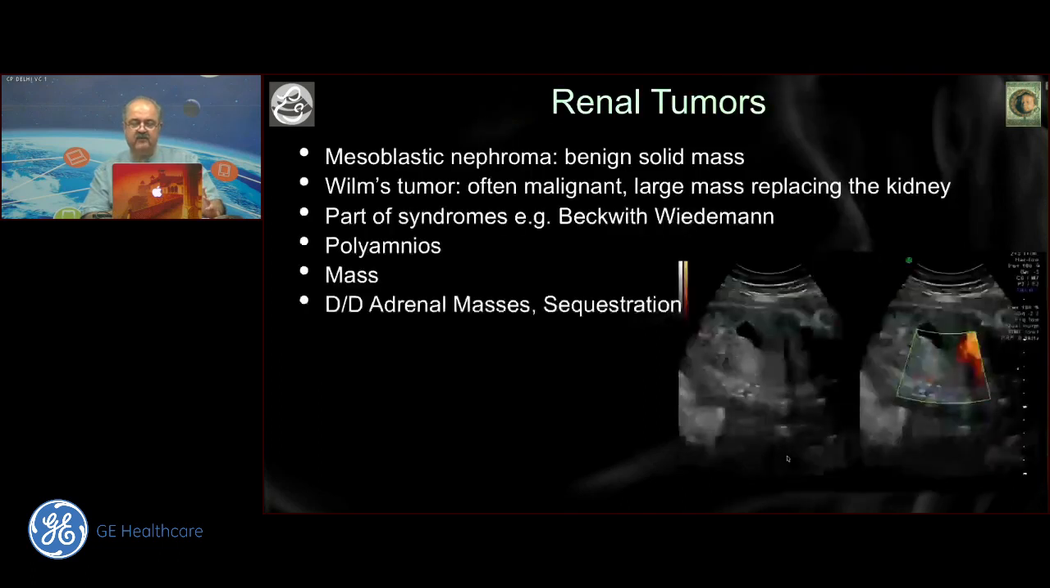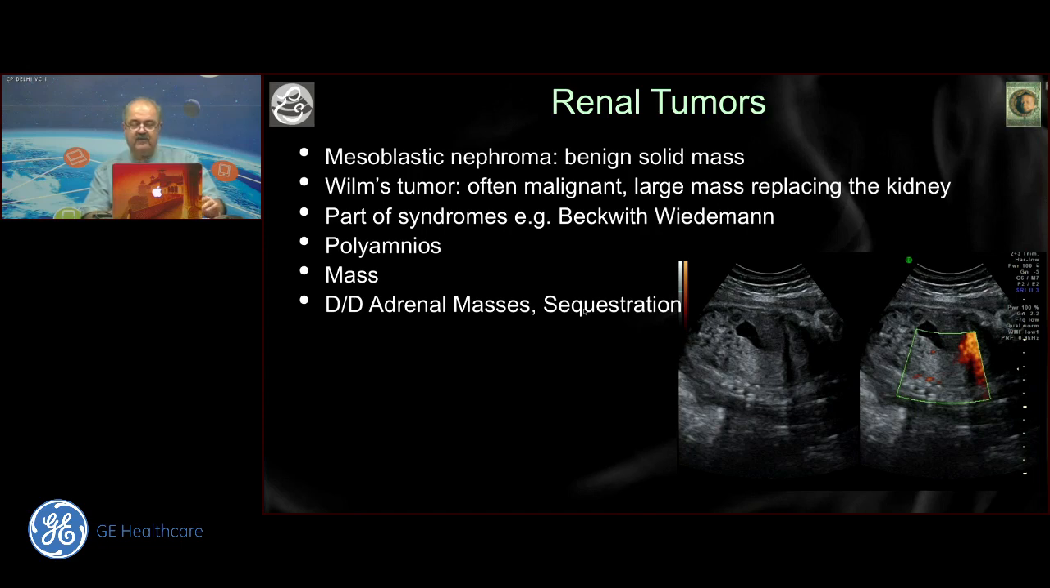The other differential diagnosis in terms of focal lesions would be renal tumors. Most of these are mesoblastic nephromas, benign solid masses, but how do you tell they are benign? Very difficult to tell, so only time can tell that. The Wilms tumor is often malignant. These are large masses replacing the whole kidney, compared to the mesoblastic nephroma, where you often see some part of normal kidney. These type of masses might be part of syndromes. Polyhydramnios is not unusual. The differential diagnosis invariably includes adrenal masses, and like all masses, we normally tend to pick them up after pregnancy is more than halfway through, and certainly more after 26 weeks. But there could also be extrapulmonary sequestrations, extralobar sequestrations sitting outside the thorax itself.